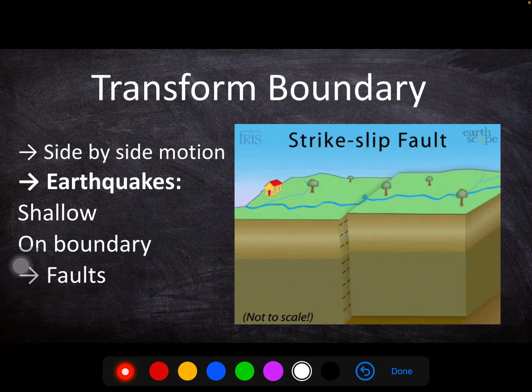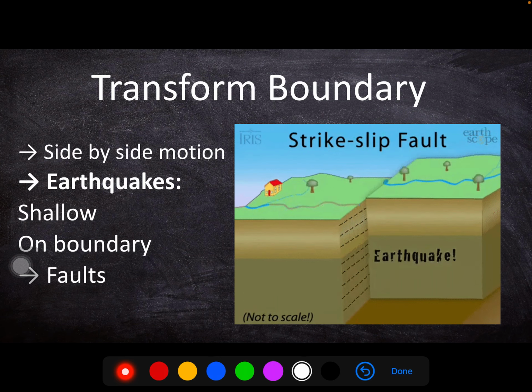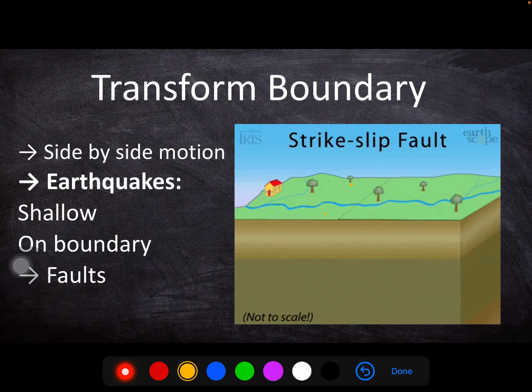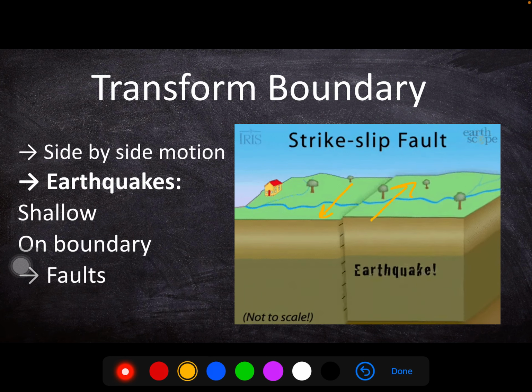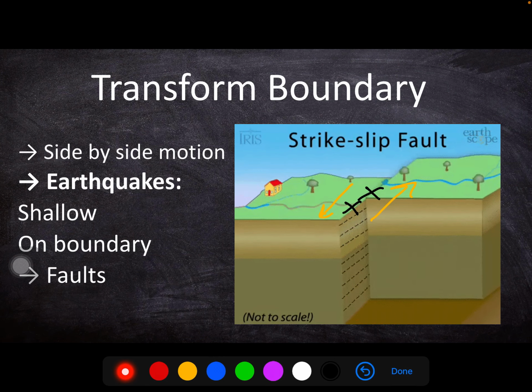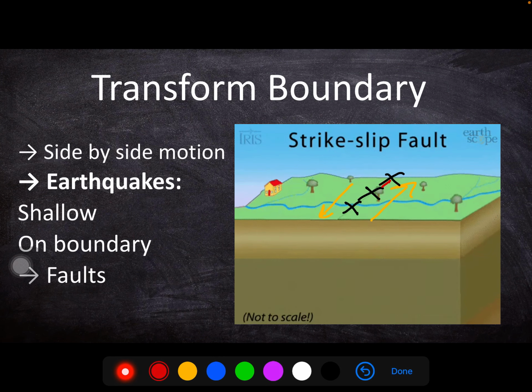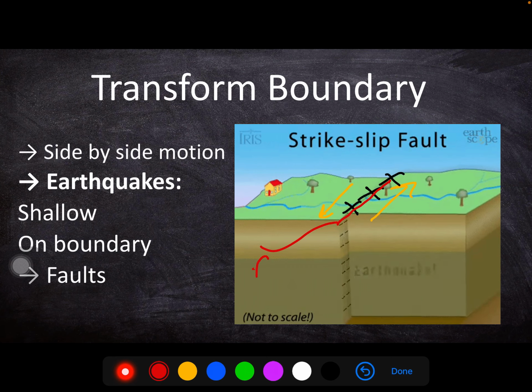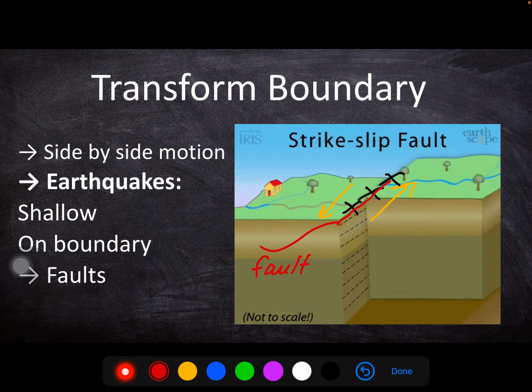Here's another great visual. You should have 3 things labeled on your diagram. Again, side-by-side motion. So think about how the plates in the picture are moving. Earthquake shallow on the boundary line where the crack is happening. And that crack that's being created is known as a fault. A crack made by tectonic motions.